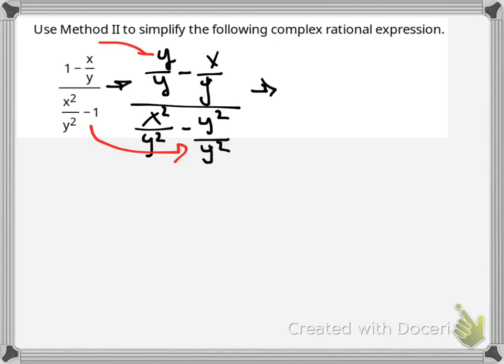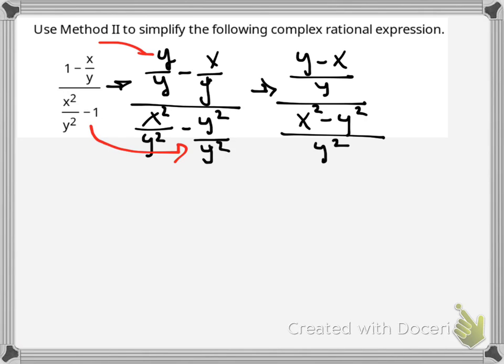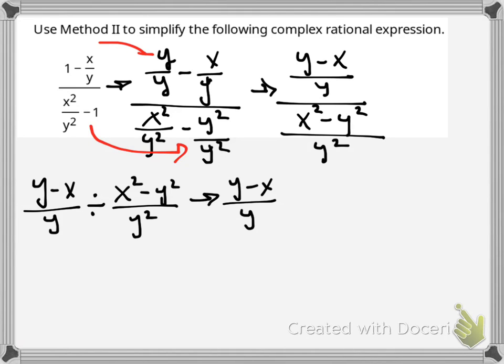So by adding or subtracting, I'm going to have (y minus x) over y, over (x squared minus y squared) over y squared. So what are we doing with these two fractions? Really, we're dividing them, right? We have a fraction in the numerator and a fraction in the denominator. If you want to, you could write it using a division symbol instead of a complex fraction, the numerator divided by the denominator. And we know that division is the same thing as multiplying by the reciprocal.